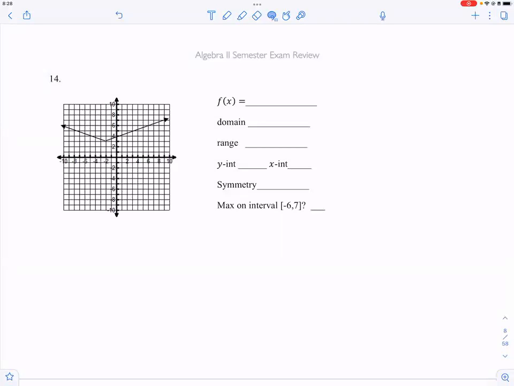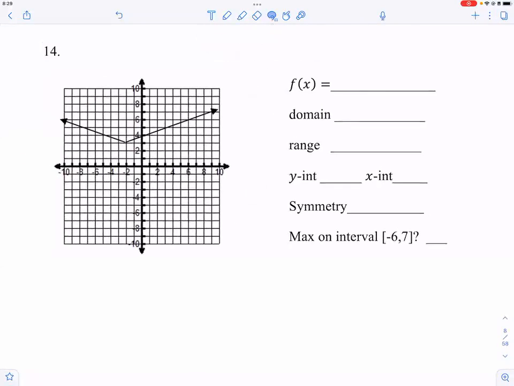So for question 14, we have a graph right here. Your challenge is to be able to write an equation for this graph. You should be able to tell the domain and range, x and y intercepts, and symmetry without the equation, but you should still know how to write the equation. But we get the easy stuff done first.